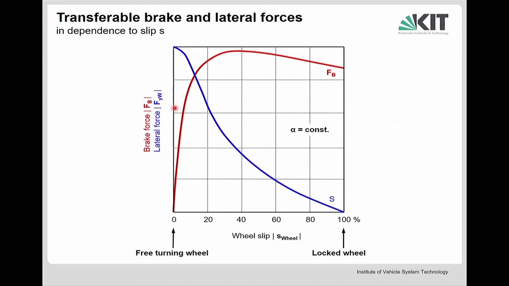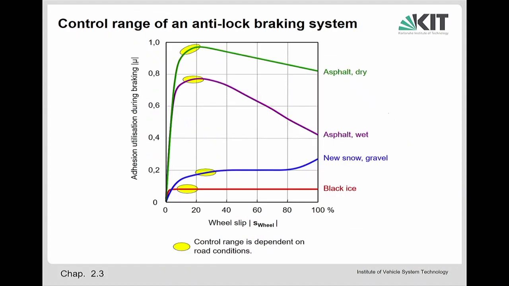So that's the task of the ABS system: to keep the wheel operating in that area on the left side of this maximum. Now this depends on the condition of the road. We can see here the green curve is for dry road, so we can reach pretty high values of the mu adhesion. On wet asphalt it is reduced, and it's dramatically reduced if there's snow on the road and also blank ice.